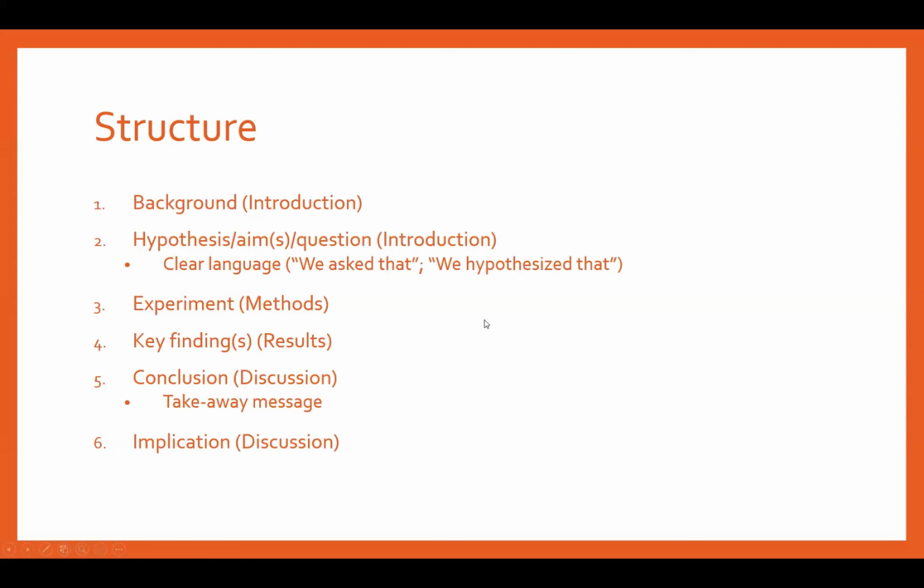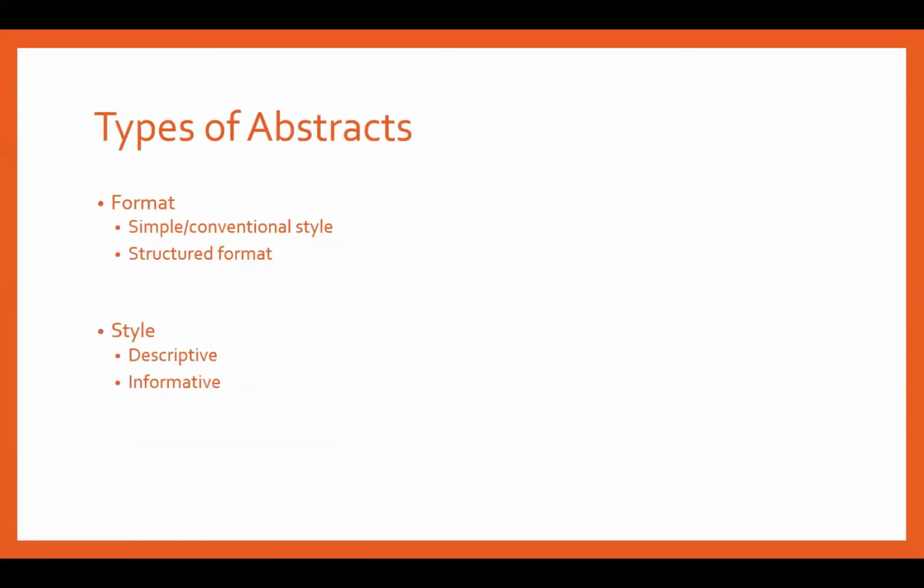So let me continue with the slides here. I do want to say something about different types of abstracts. There's a simple conventional style and a structured format, and I'll show you examples for this as well. And there's also two styles, descriptive and informative. Most of you will use the informative style. I'll show you an example of what they are, but those are the different types, formats, and styles in the world of abstracts.